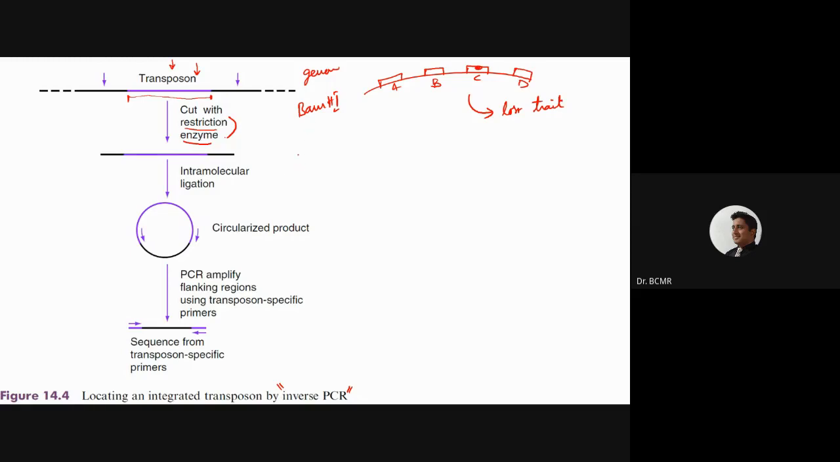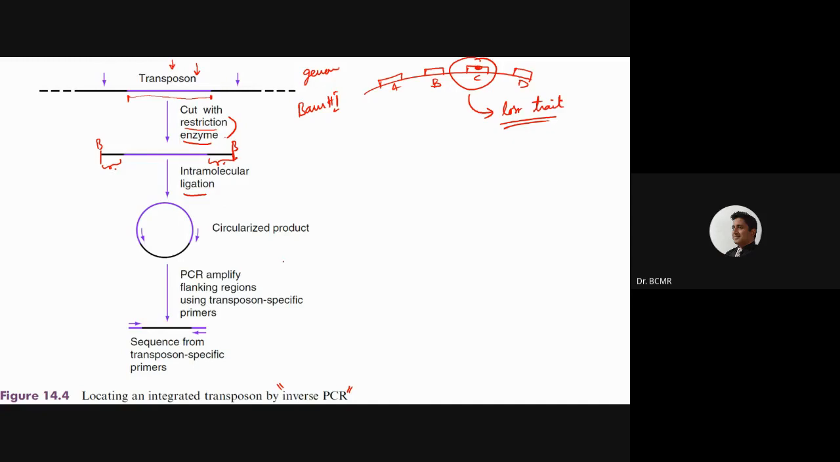Once you have taken this, what you're going to do is ligate. So this end is a BamHI overhang. This end is a BamHI overhang. This is the genomic DNA, which should actually be the fragments or the parts of gene C, right? Because that is the mutant we are analyzing. Now when you add ligase, you will form a product something like this. It will circularize.